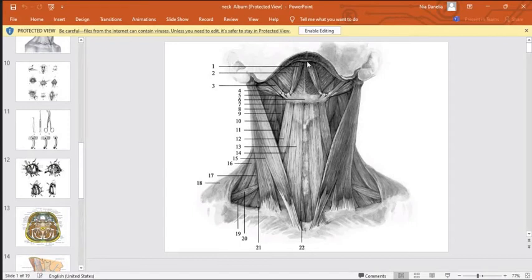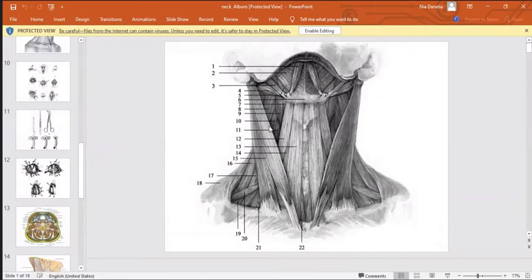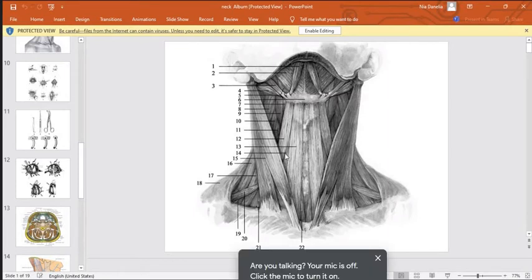So, the main vessels and nerves of the medial triangle are present in the carotid triangle. The carotid triangle is bounded superiorly by the posterior belly of the digastric muscle. Posteriorly, it is bounded by the anterior border of the sternocleidomastoideus muscle, and inferiorly by the superior belly of the omohyoid muscle.